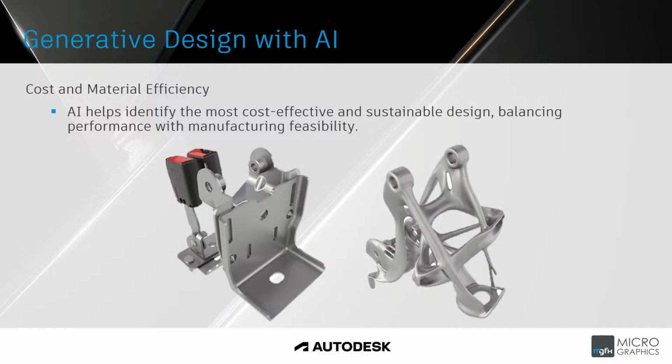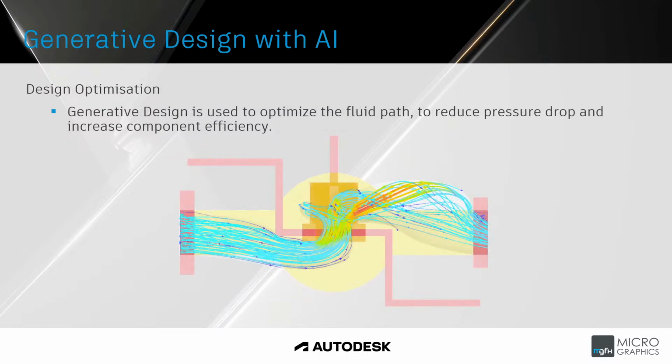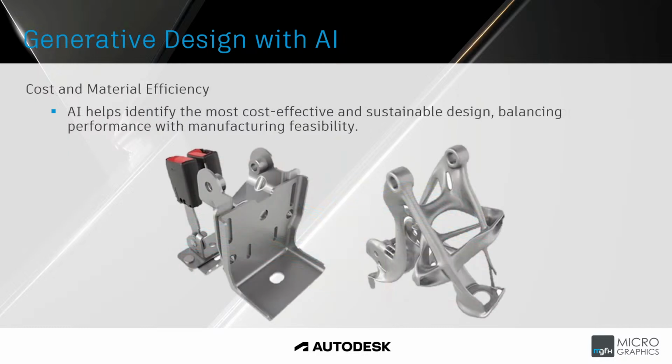So here, once again, we're coming back to that bracket as an example. This generative design and AI helps to identify the most cost-effective and suitable design, balancing performance with manufacturing feasibility. So I'll come back to that. Manufacturing, welding all of these sub-assemblies together on the left-hand side to create this final assembly versus 3D printing one single component.